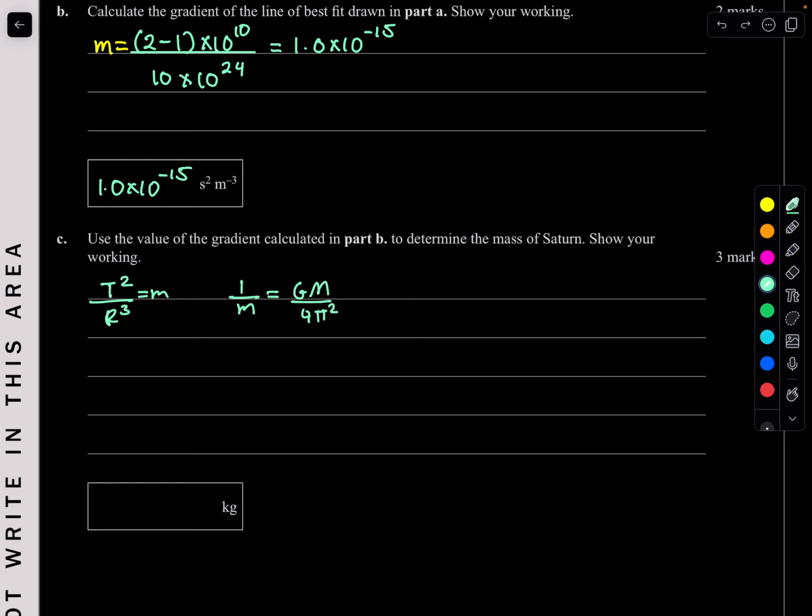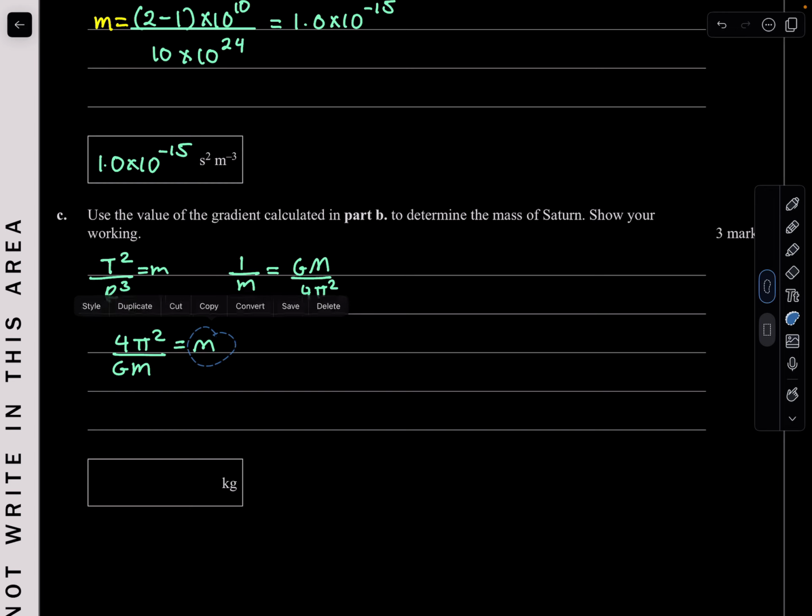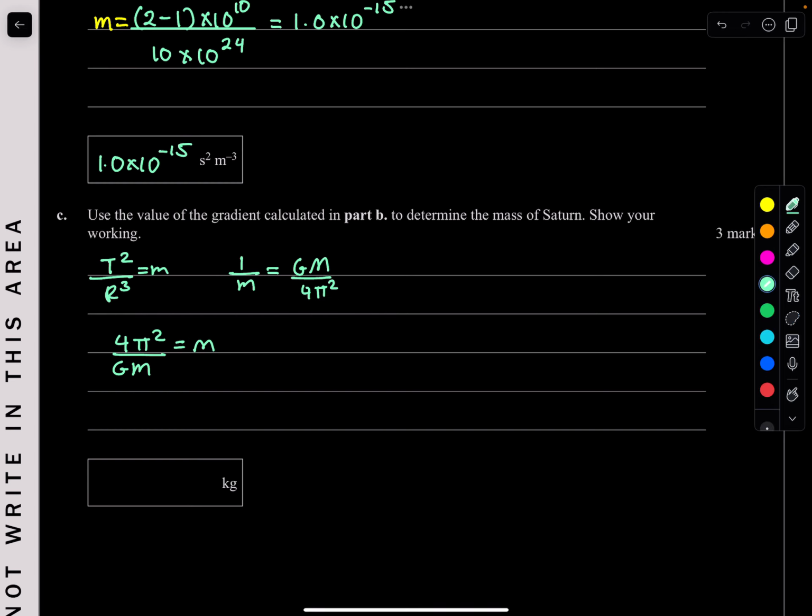So let's do that. I'm going to multiply both sides by 4 pi squared, so it'll be 4 pi squared over your gradient equals GM. Then divide both sides by G to get rid of it. So M, to calculate the mass of Saturn, is this. Easy, so let's substitute that in. 4 pi squared over 6.67 times 10 to the negative 11.